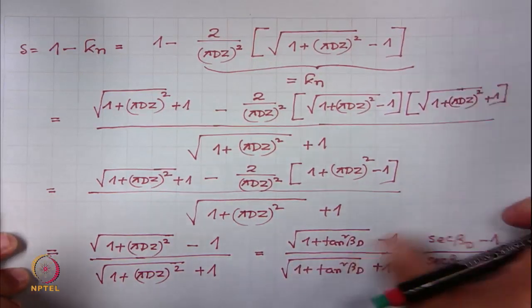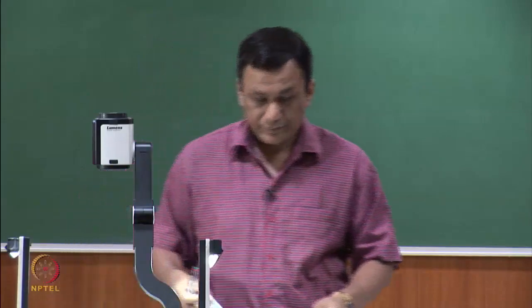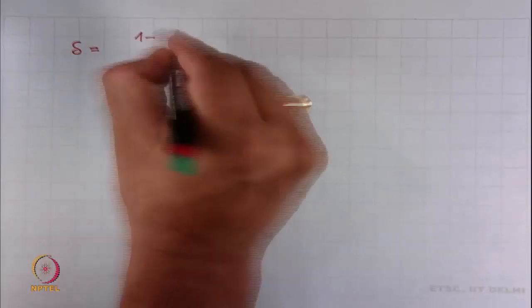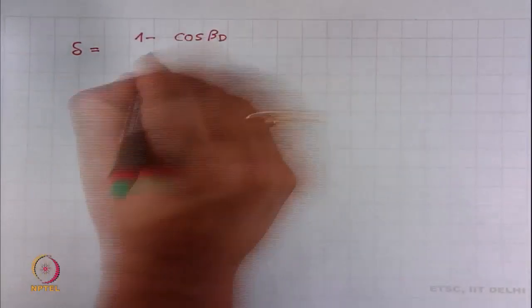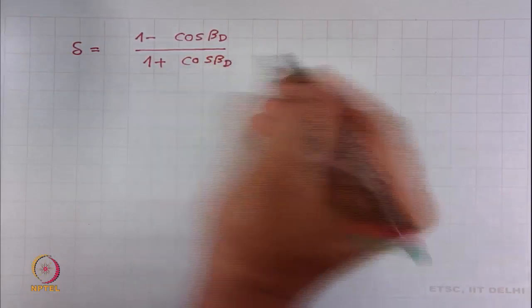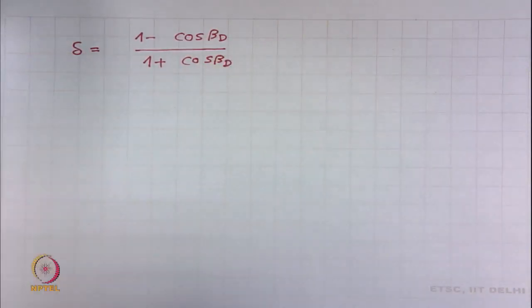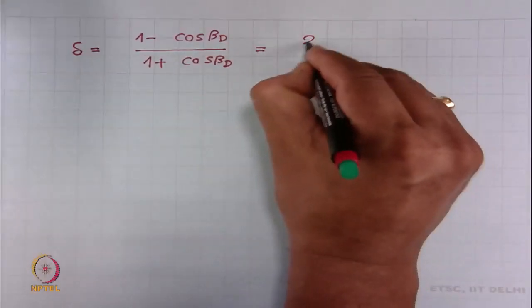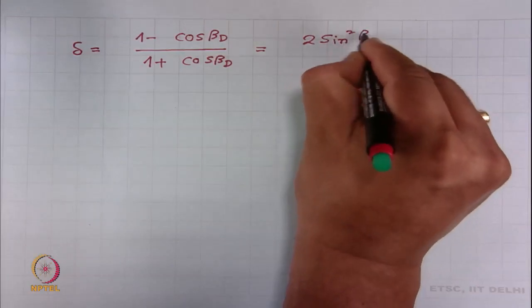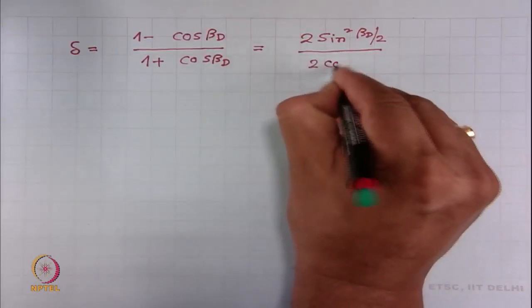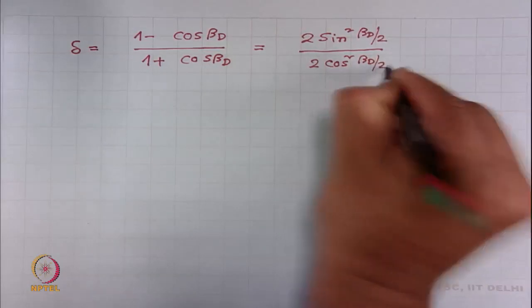So, what we obtain is delta is equal to 1 minus cos beta d by 1 plus cos beta d, right. We can further work on it. What is 1 minus cos beta d? 2 sin square beta d by 2. What is 1 plus cos beta d? 2 cos square beta d by 2.